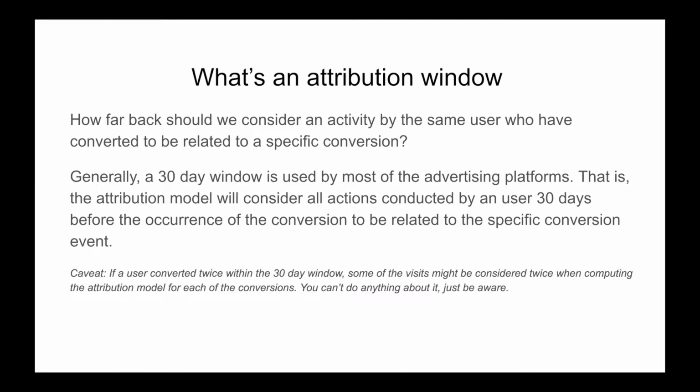Generally, most platforms use a 30-day attribution window. I think that's pretty good. But one of the caveats you need to consider is that if within that 30 days, the same user placed two orders, some of your channels might be considered twice when you're computing attribution for either of these orders. And that specific visit might be slightly inflated in terms of the credit given. You can't do anything about it. There's no standard way of removing that at the moment, but just be aware that this might happen and keep that in the back of your head.